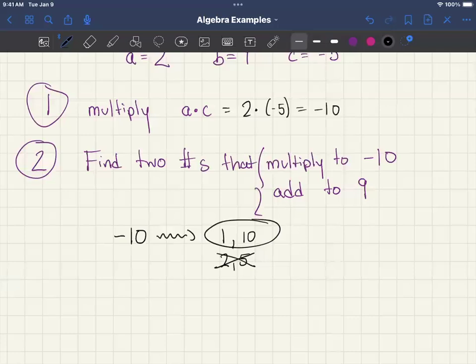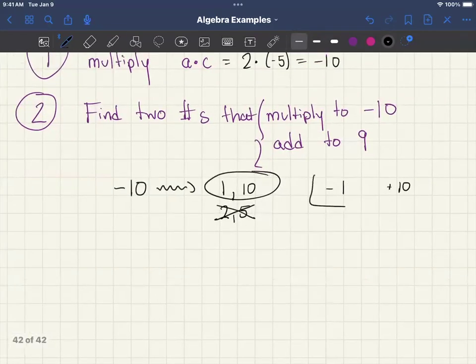Well, we want it to be a positive 9 when we add the two numbers and a negative 10 when we multiply. So we know one of our numbers has to be positive, one has to be negative, and we want our bigger number to be positive and our smaller number to be negative, so we get a positive 9 when we add them. Okay, so those are our two numbers that we're going to work with.